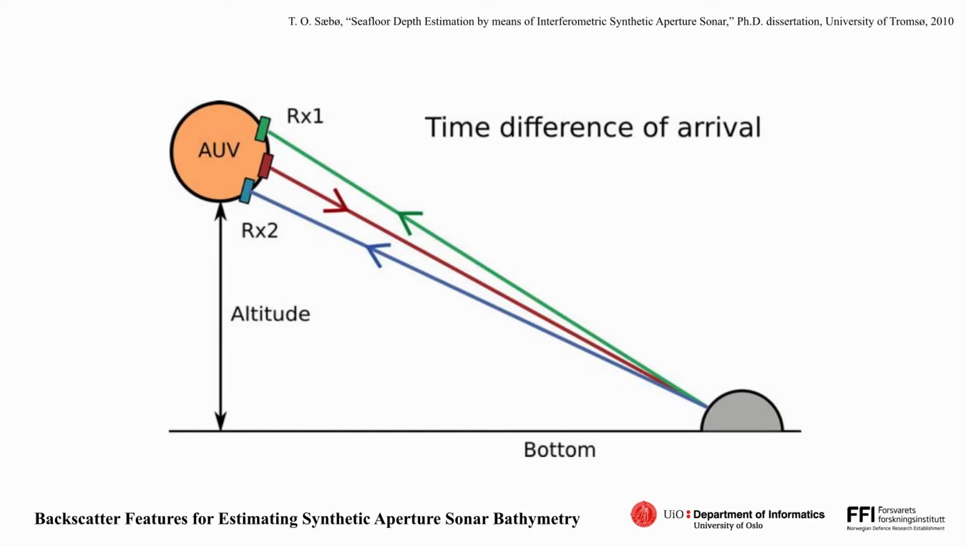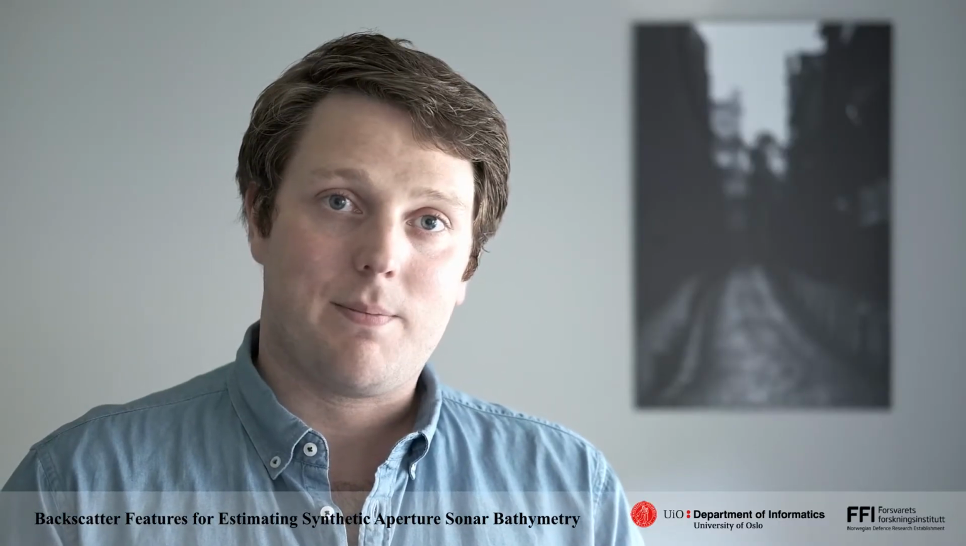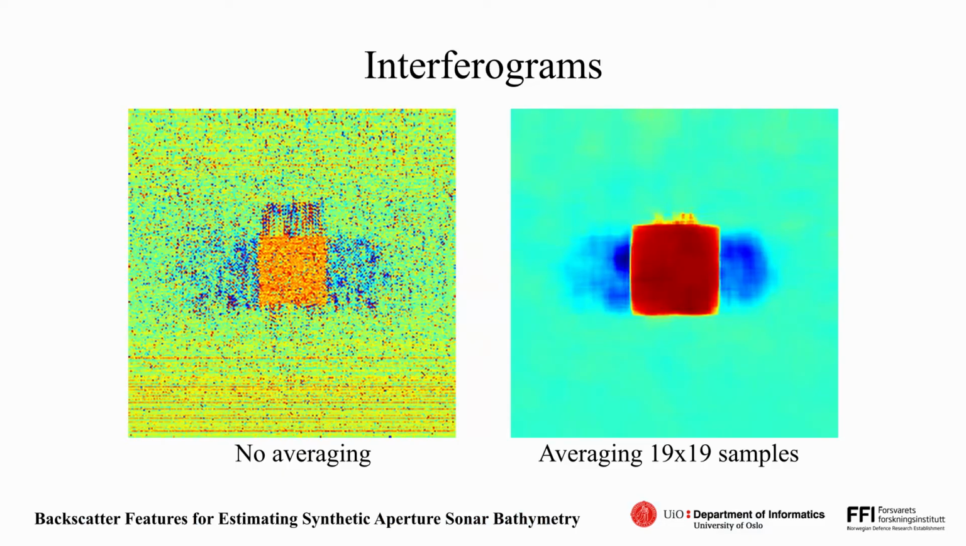When doing SASB bathymetry or interferometry, this involves using the signal phase in order to estimate the very fine time difference of arrival of two vertically displaced receiver banks. To do this, we use the signal phase. However, the phase values have a high variance. Therefore, it's necessary to reduce this by doing complex averaging of nearby samples.